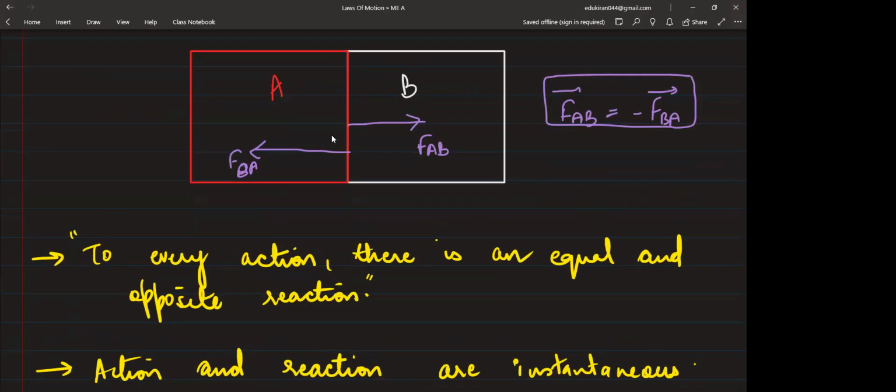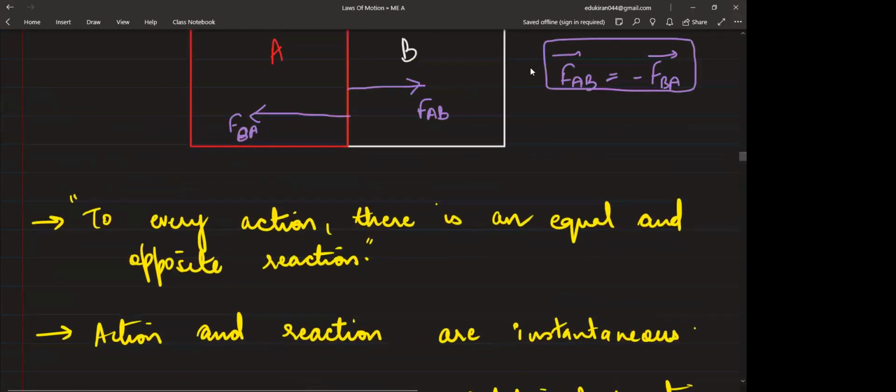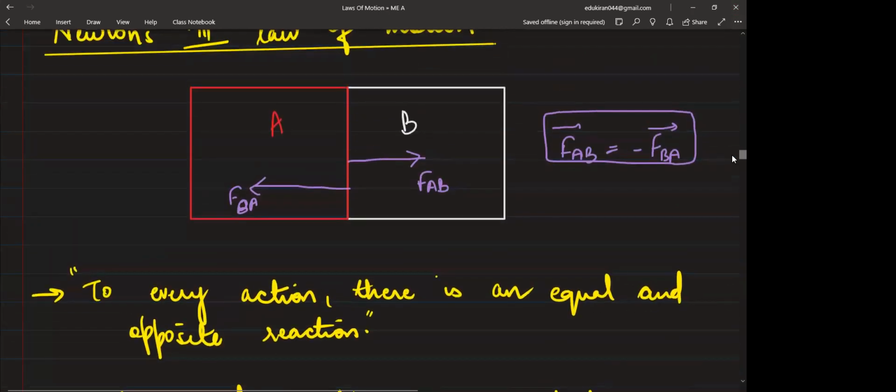And they are instantaneous processes. When I say they are instantaneous, this means that they occur very, very quickly, within a very short duration of time. So action and reaction are simply opposite to each other. To every action, there is an equal and opposite reaction. Now, instantaneous means it's not like one action will occur on one body and then 3 years later the reaction will come. No, it's instantaneous. Immediately you will get the result.